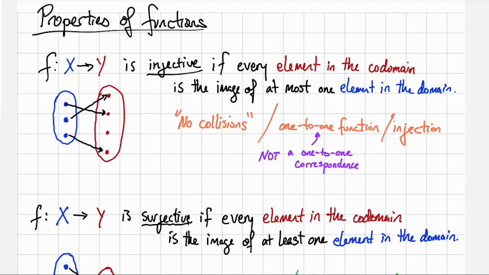Hi, welcome back. We're going to continue our study of properties of functions with a quick recap about injectivity and surjectivity. Remember, a function is injective if every element in the codomain is the image of at most one element in the domain. In an earlier video, this was considered having no collisions.